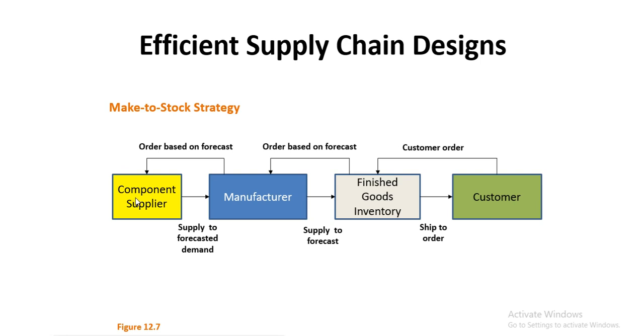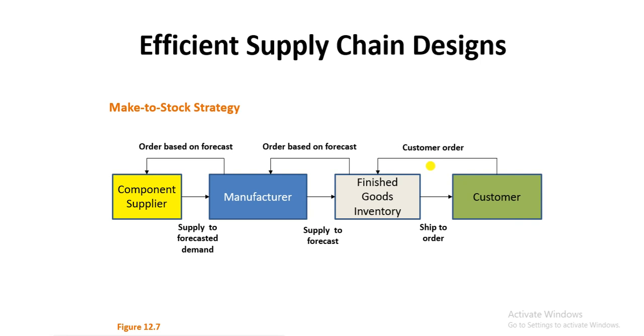So at the very start, the component supplier will supply the forecasted demand to the manufacturer, then the manufacturer will produce the finished goods again based on the forecast, and here he is not considering the customer demand right now, but he is considering the future customer demand. After producing the finished goods, he will establish the inventories, and then the goods will be supplied to the customer as it is required by the customer.